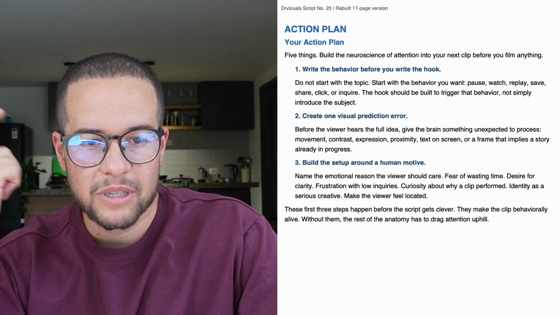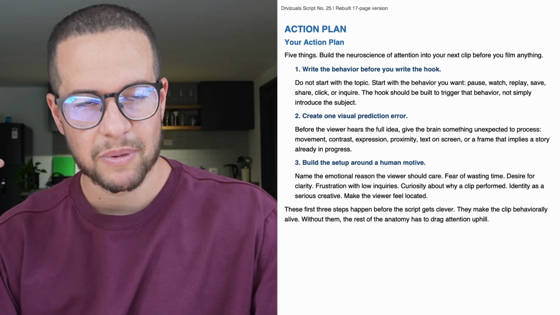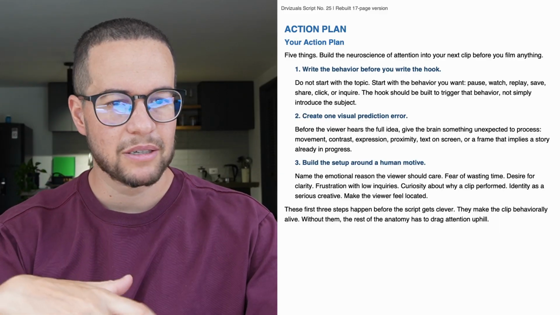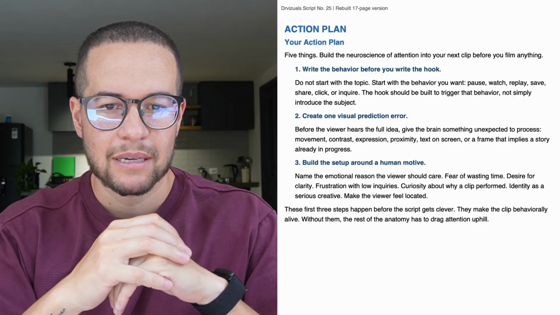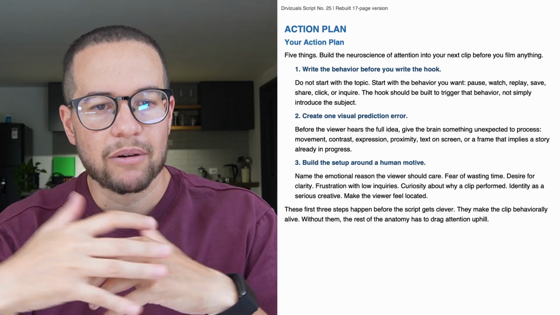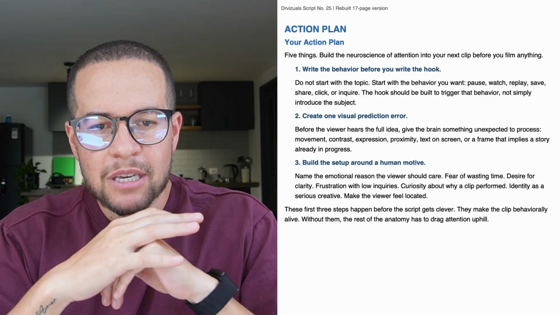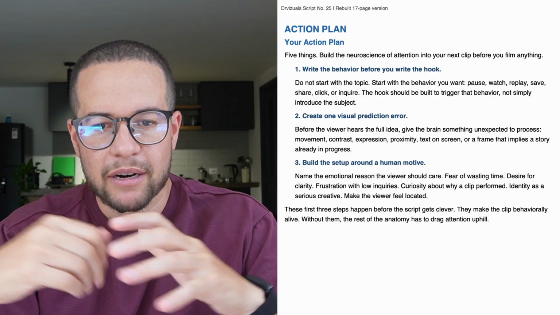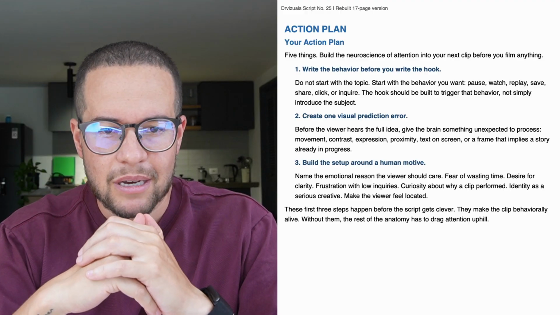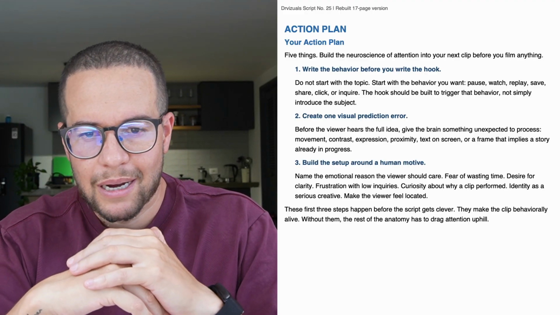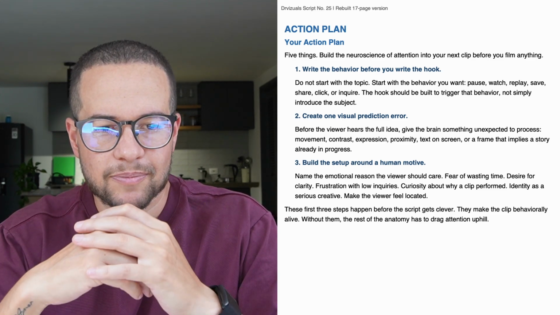Create one visual prediction error. Before the viewer hears the full idea, give the brain something unexpected to process. Movement, contrast, expression, proximity, text on a screen, a frame that implies a story already in progress. Build the setup around human motive. Name the emotional reason the viewer should care. Fear of wasting time, desire for clarity, frustration with low inquiries, curiosity about why a clip performed, identity as a serious creative. Make the viewer feel located.